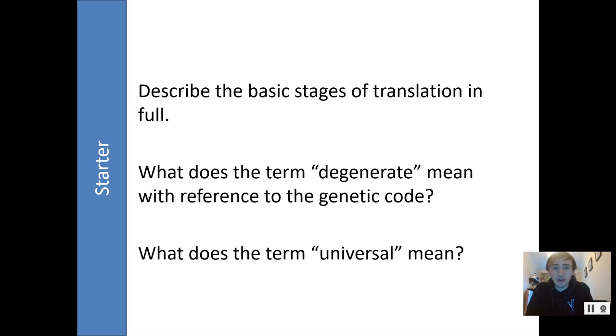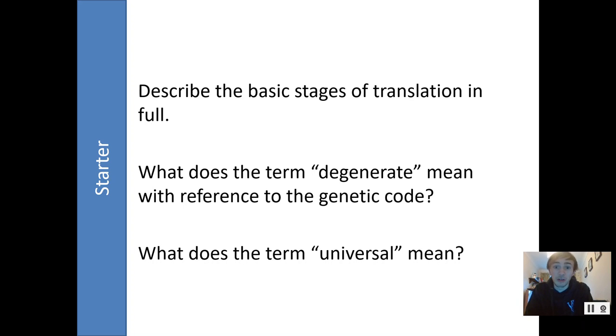What does the term degenerate mean with reference to genetic code? What that means is that there's more than one code for each amino acid type. So AAA and AAU and AAC might all code for the same amino acid. And again, remember, there's no need for you to have memorized which codons lead to which amino acids. But degenerate means there's more than one code per amino acid, and that becomes important today.